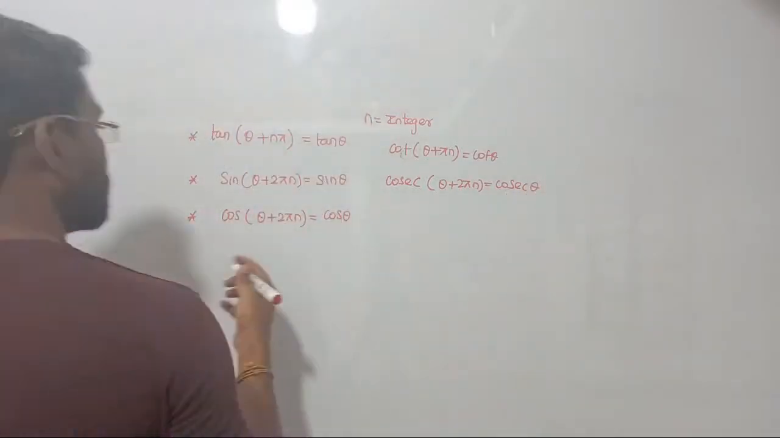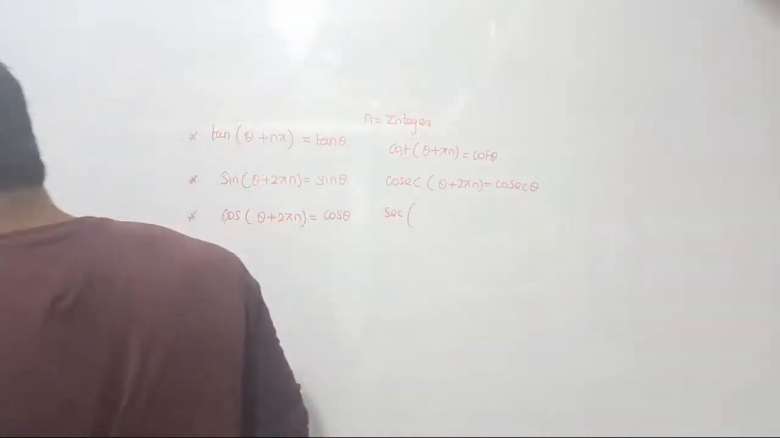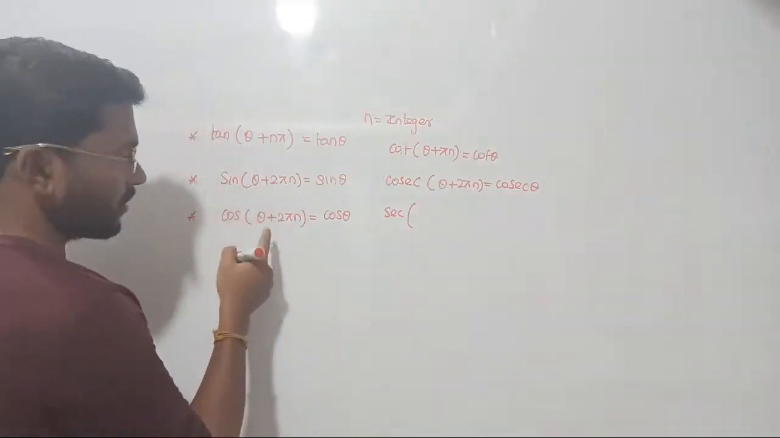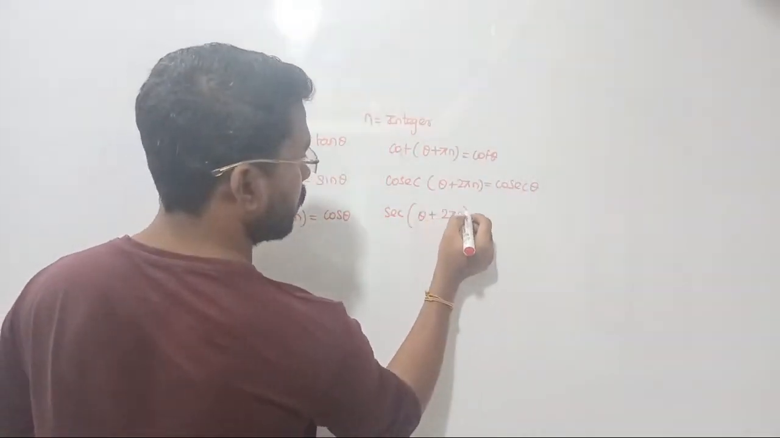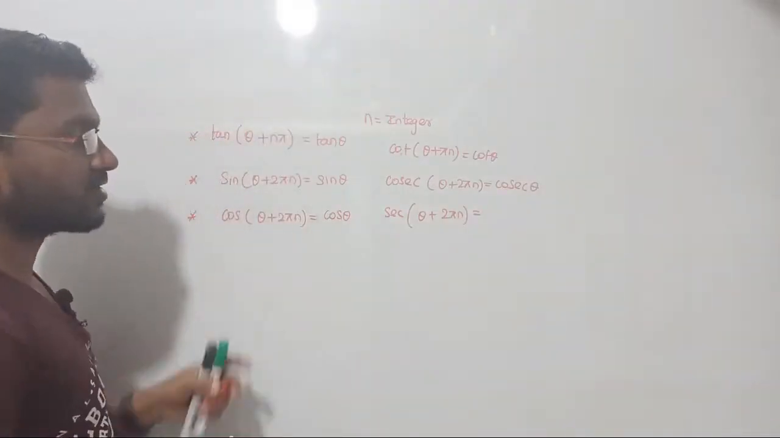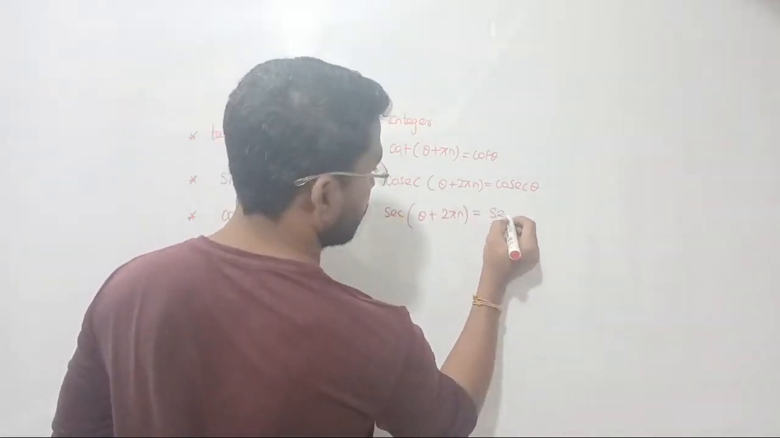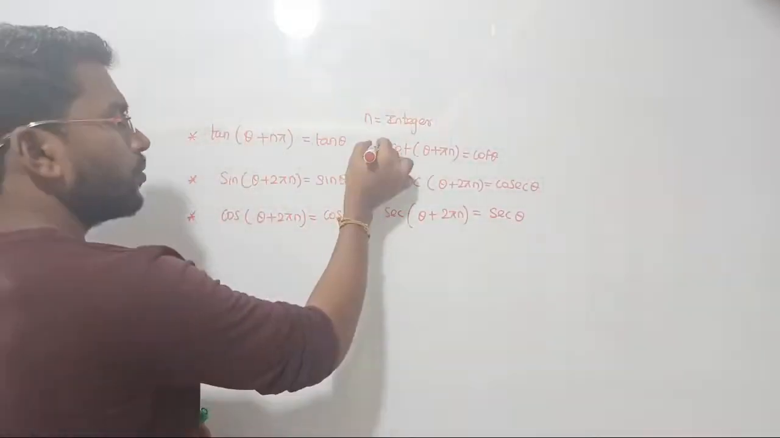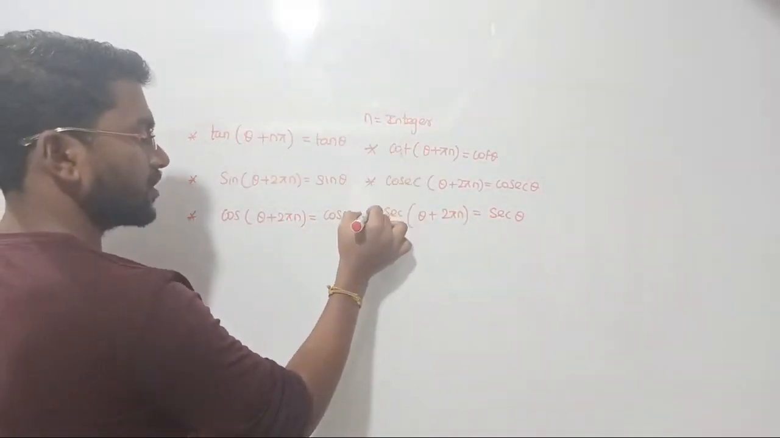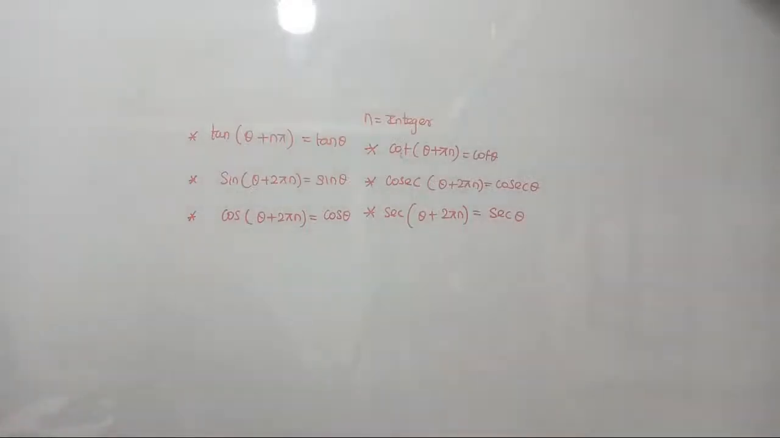Finally, secant theta is only missing. For secant, wait a minute, secant of theta plus 2 pi n has the same revolution as cos, so that is going to be secant theta. Just remember, these are all the periodic identities of the functions.